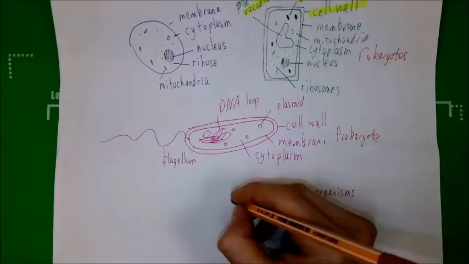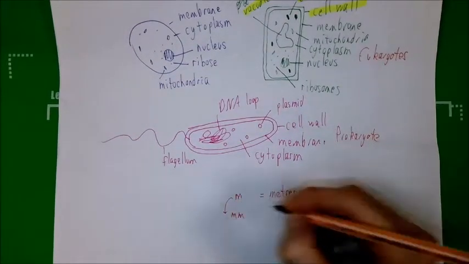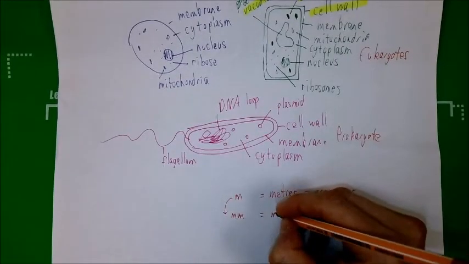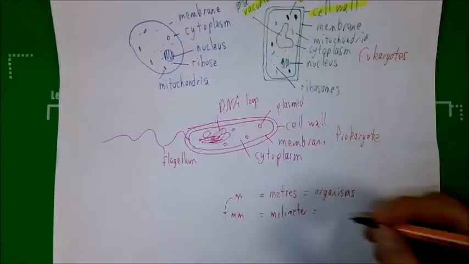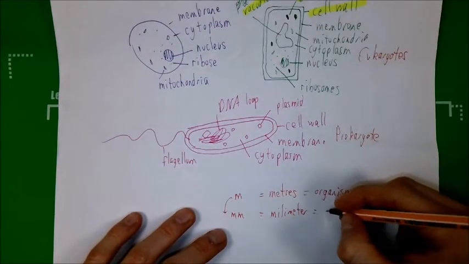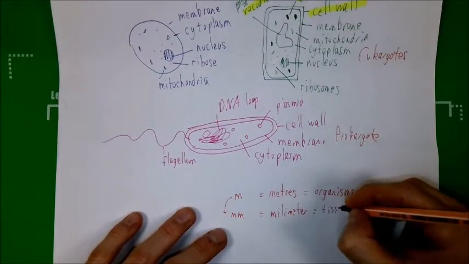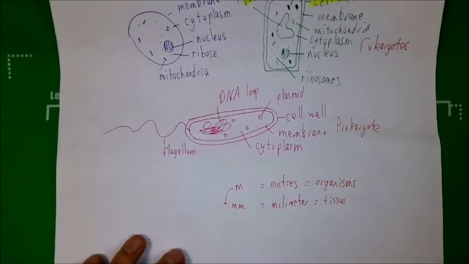Then for each step we're going to get 1,000 times smaller. If you get 1,000 times smaller than a metre, you get a millimetre. And with a millimetre, that's generally things like tissues. Tissues are going to be on the 1 millimetre scale. You might get small groups of cells which are within that range.